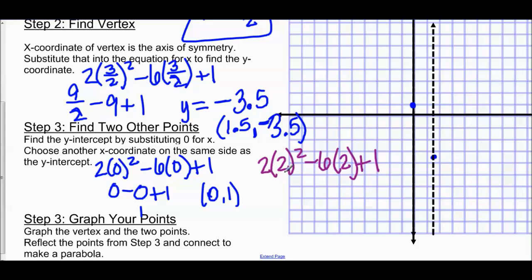So 2 times 2 squared is 4, 4 times 2 is 8, minus 6 times 2, which is 12, plus 1. 8 minus 12 is negative 4. Negative 4 plus 1 is negative 3. So that coordinate would be 2, negative 3. Positive 2, 1, 2, down 3. 1, 2, 3. So there I have another point.